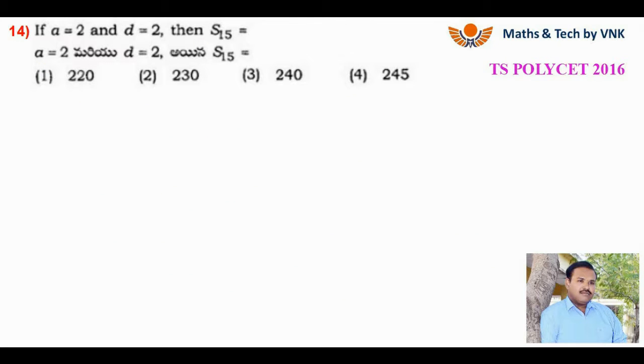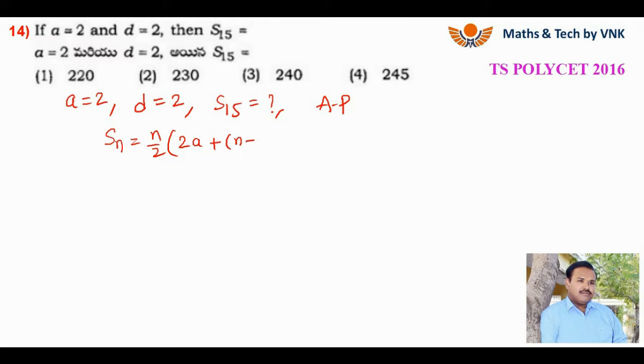Next question is, if a is equal to 2 and d is equal to 2, then S15 is equal to. Given first term a is equal to 2 and the common difference d is equal to 2. So we have to find out the sum of the first 15 terms, S15. This is an arithmetic progression, AP. The sum of n terms for an arithmetic progression is Sn is equal to n by 2 into 2a plus n minus 1 into d.